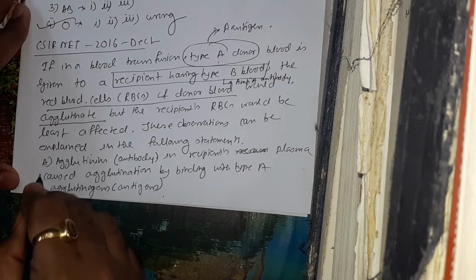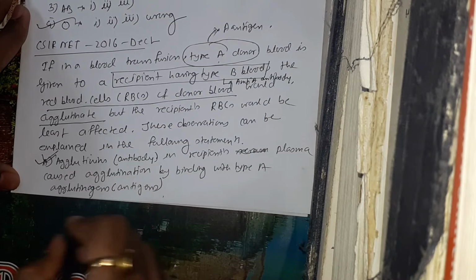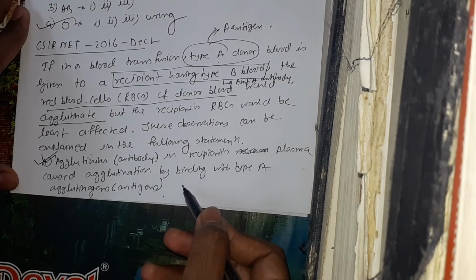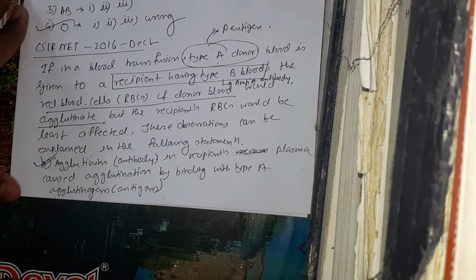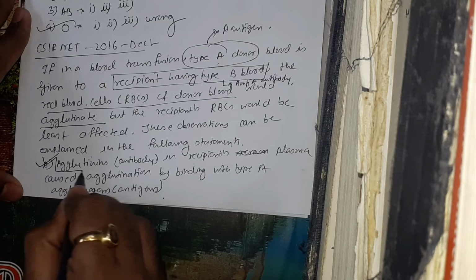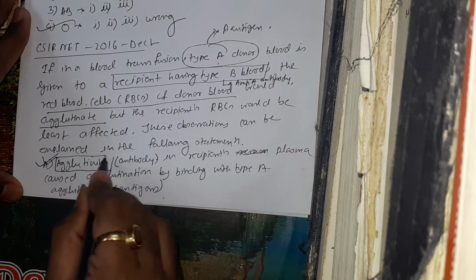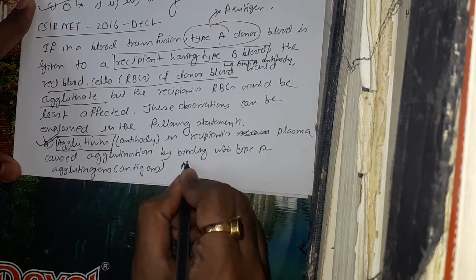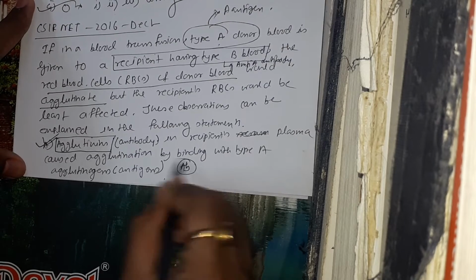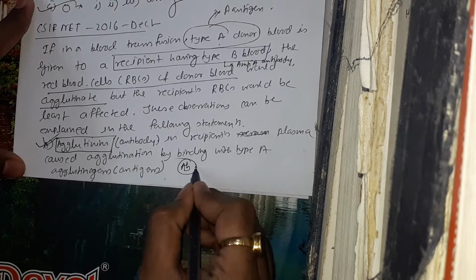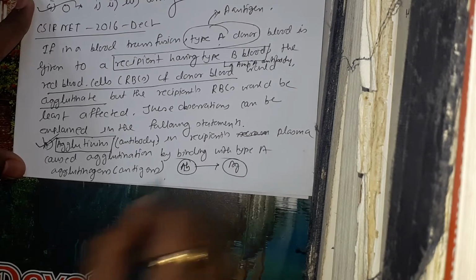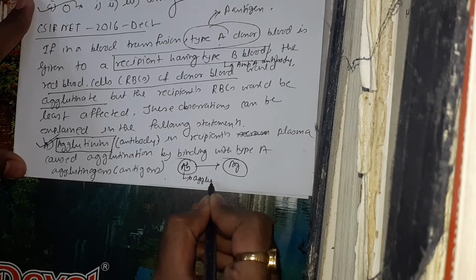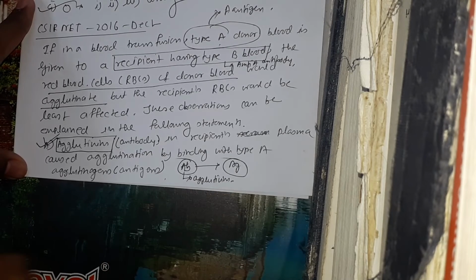Okay, so let's read the first statement. They are telling us that agglutinin in recipient plasma could cause agglutination by binding with type A agglutinogen. Remember, I am teaching you that antibodies that agglutinate antigens are called agglutinins. You need to remember this thing.